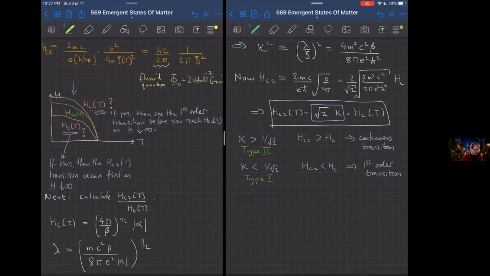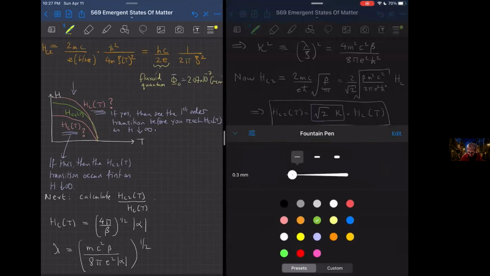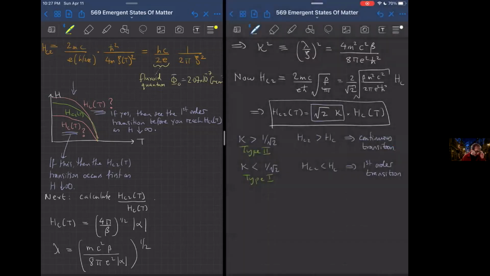Okay, so I'm going to skip over some of the comments that I make in the notes. I'll let you read them. I do want to talk about what the significance of this is in terms of vortices. So I want to make some comments.